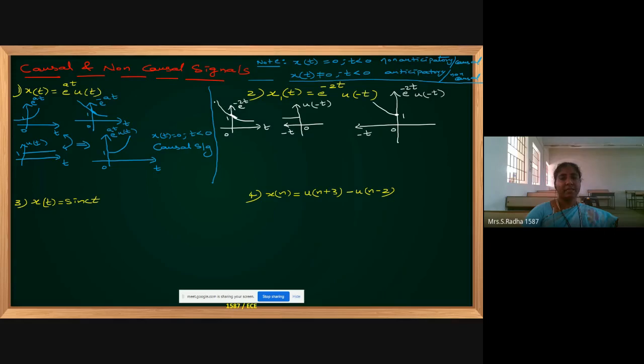You see the first diagram. On the positive side, the second diagram is 0. So 0 into anything is 0.